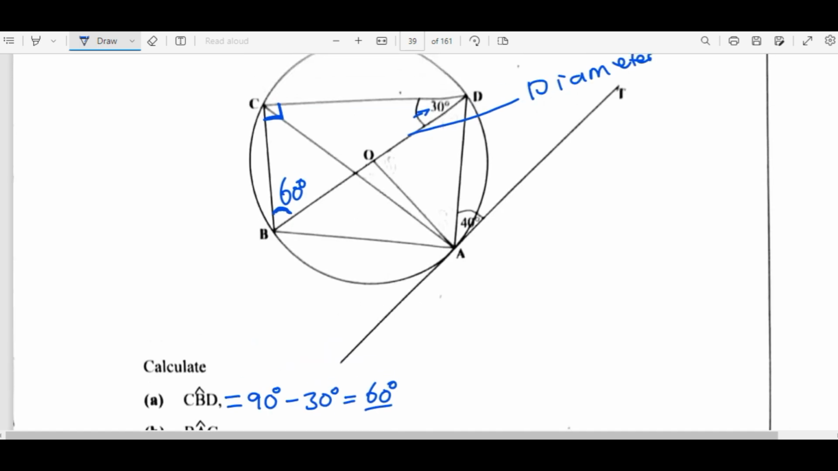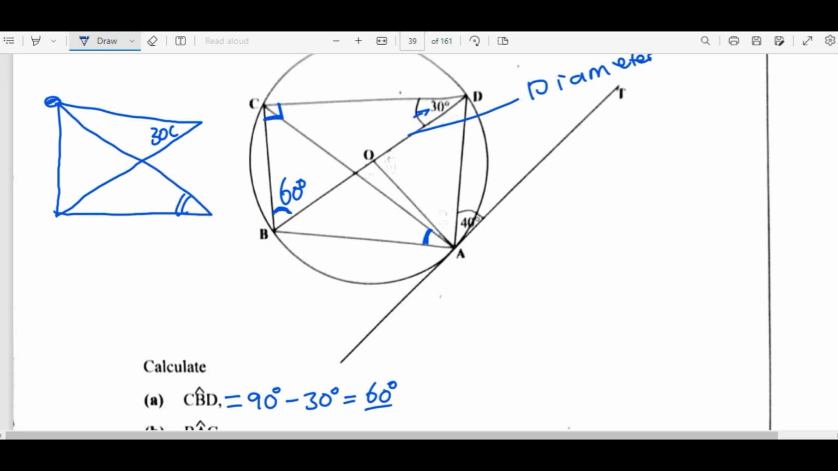So BAC, this angle. This angle, we use the principle of angles in the same segment are equal. Look at this point. So this angle here is 30. What of this angle here? It will also be 30.